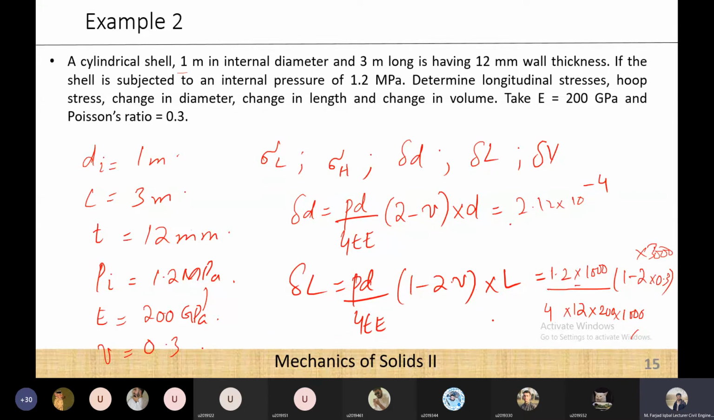So what is change in length now? 1.5 into 10 power minus 4. 6 into 10 raised to the power minus 7. I have two different answers. 1.56. Anyone else?